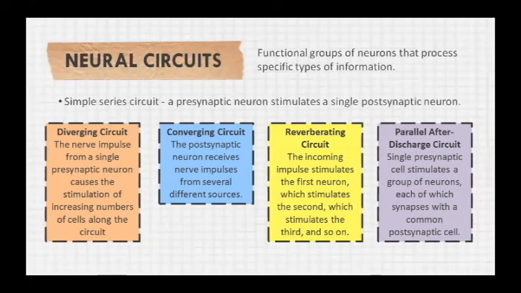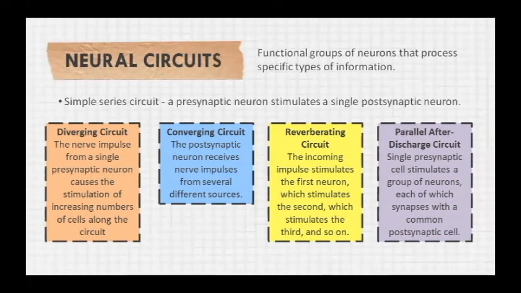While in the reverberating circuit, the incoming impulse stimulates the first neuron, then the second, then the third, and so on. So therefore, it flows in a chronological way in which from the first one, it travels to the second, to the third, and so on and so forth. Lastly is the parallel after discharge circuit, in which a single presynaptic cell stimulates a group of neurons, each of which synapses with a common postsynaptic cell.